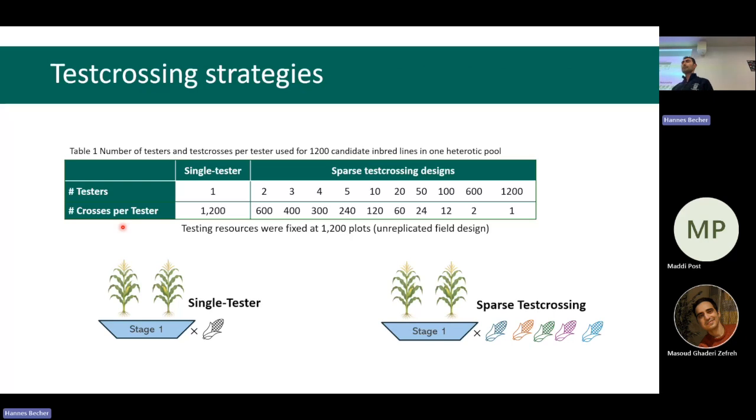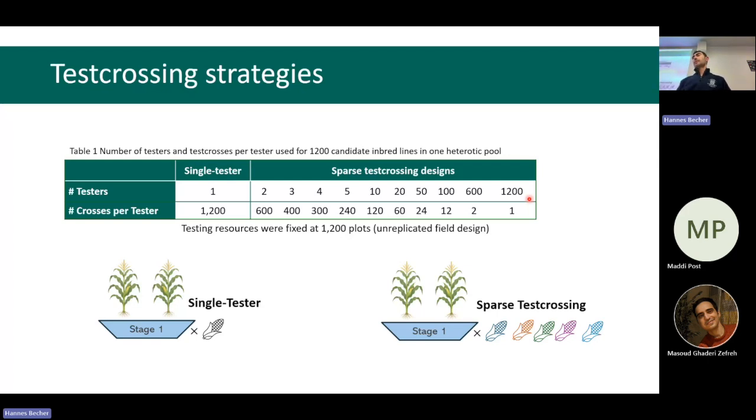These are the different test crossing strategies. The first one is the conventional one tester at the very early stage. Use one tester crossing with all the candidates, but then we increase the number of testers from 2, 3, 4, 5, and then increase to 10, and so on, until we include a hypothetical case of 1,200 testers. That means the candidates from the opposite pool become like the tester completely.